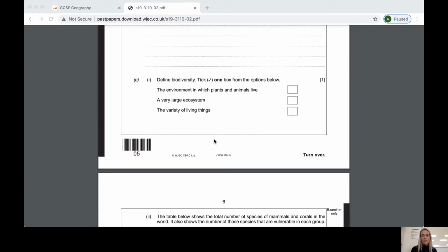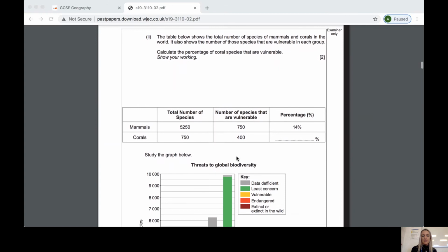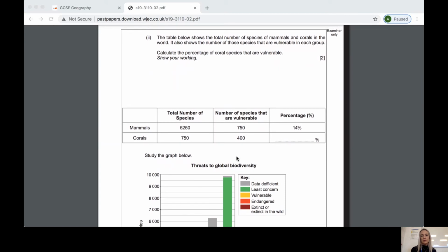C is define biodiversity. Is it an environment in which plants and animals live? Is it a very large ecosystem, or is it the variety of living things? So tick the correct answer there. That's a straightforward one, so we'll move on. Then it says the table below shows the total number of species of mammals and corals in the world. It also shows the number of those species that are vulnerable in each group. Calculate the percentage of coral species that are vulnerable.